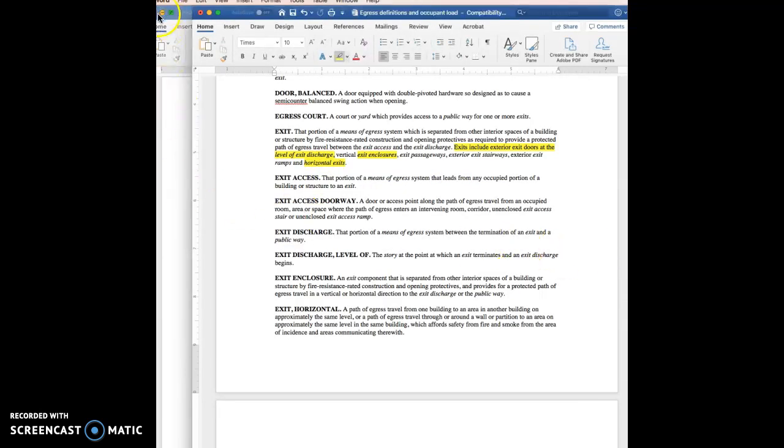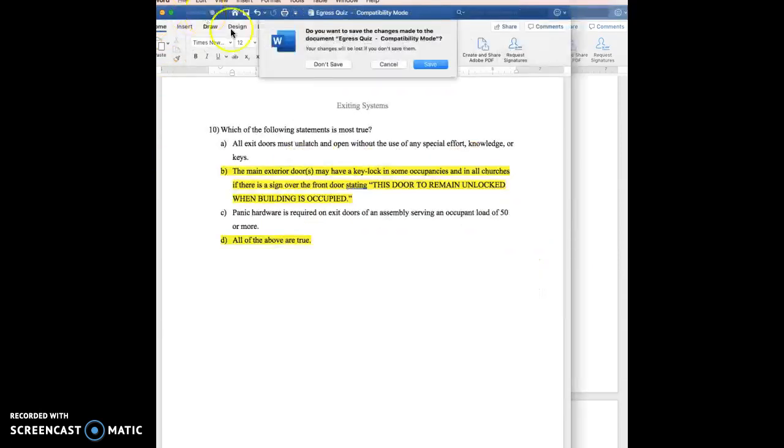Okay, let's get out of that part. And it wants to know if I wanted to save changes. I don't even remember making any changes.